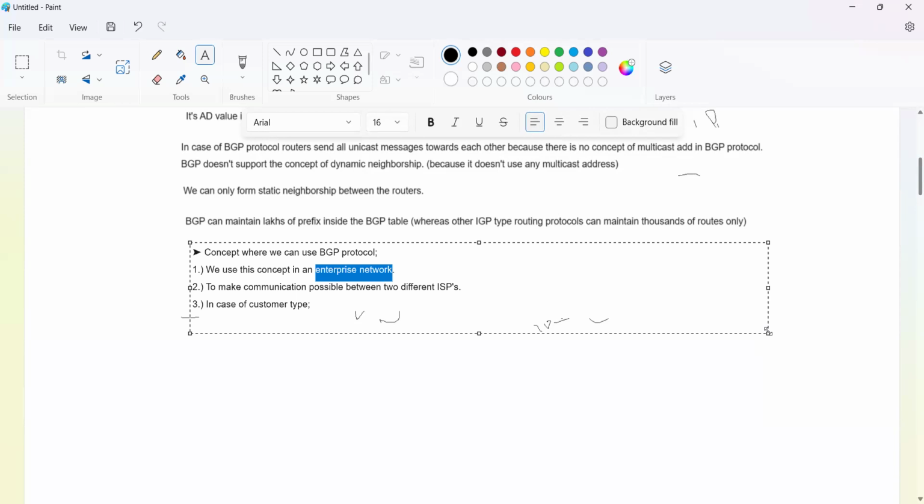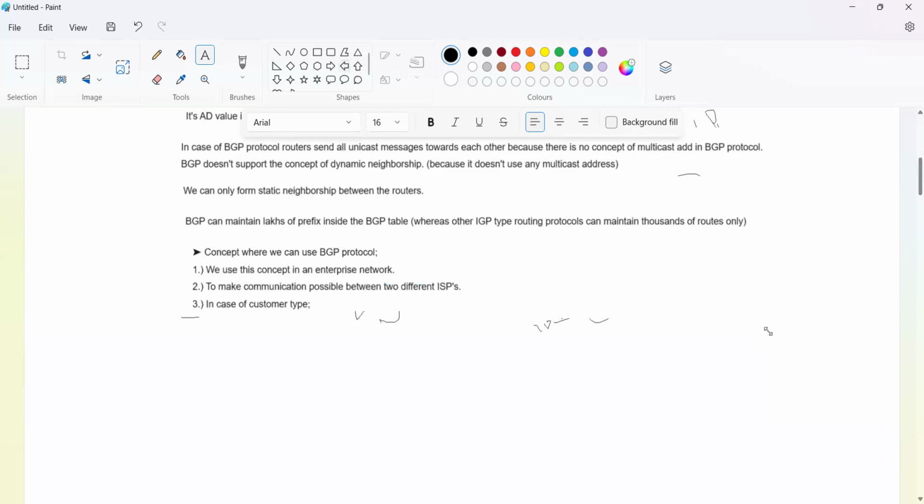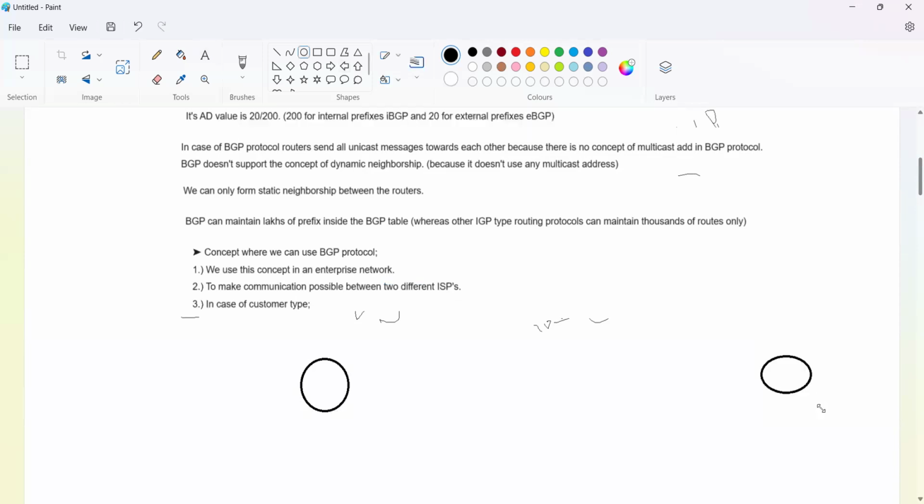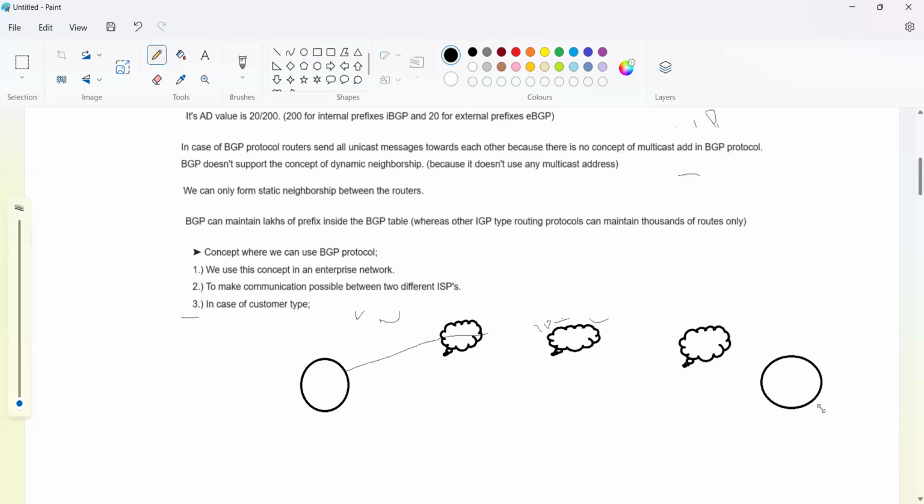And to make communication possible between two ISPs, as I told you, we have branches in different geographical locations, so in between multiple ISPs will work. In the India location there are different ISPs, and in the US location you can assume different ISPs. So that is the reason that between AS numbers we also use BGP protocols. And we have customer types; I'll explain those things. Before that, understand these two points: enterprise network and between two different ISPs.